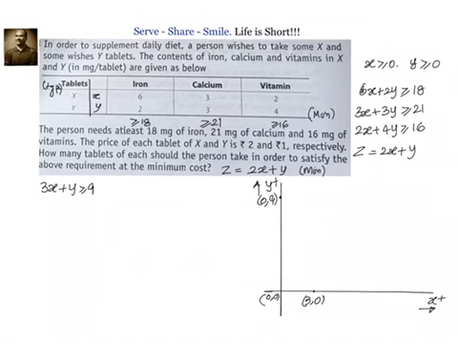The next one we have is 3X plus 3Y greater than or equal to 21. So I can write it as X plus Y greater than or equal to 7.